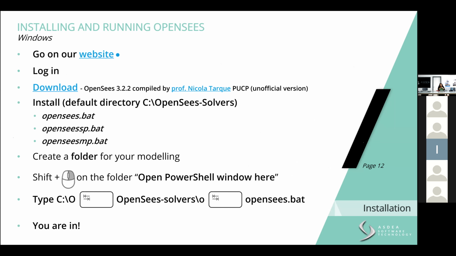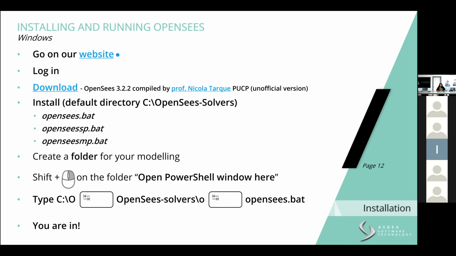So just for you, we haven't sent you this before because, of course, with 30 minutes, it's a bit time tight, but you can try to do this yourself and see if you manage to do it while we are talking. Otherwise, just do it later. There's many ways to install OpenSees on your computer. From our survey, most of you are going to run it on Windows. So this is the procedure that we suggest. Go on our website, log in, and just download the OpenSees compiled by Professor Nicola Tarque, which is an unofficial version of OpenSees, but it's a perfectly functioning compiled version that we used in support with our STKO, and install it in the default directory.